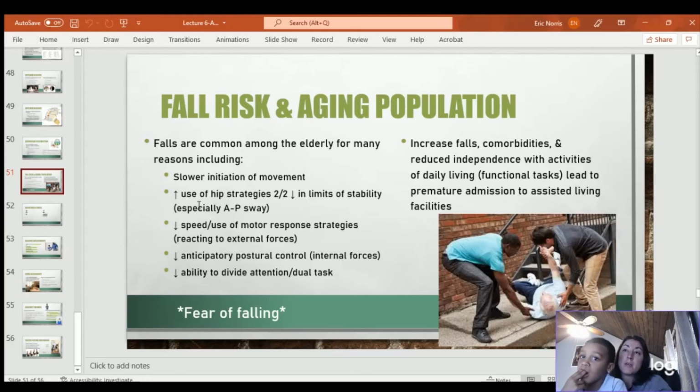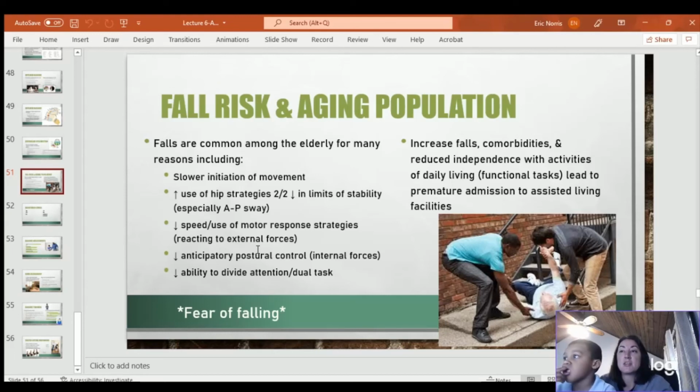Typically, older adults use more hip strategies because they have a decrease in their limits of stability, especially anteriorly and posteriorly. Typically, we have decreased speed or use of motor strategies, so it takes them longer to react to the external force. A decrease in anticipatory postural control, so that's your internal forces that kind of bear down and stabilize you before the bus starts to slow down or before you walk past somebody that is really close to you and you feel like you might bump into.